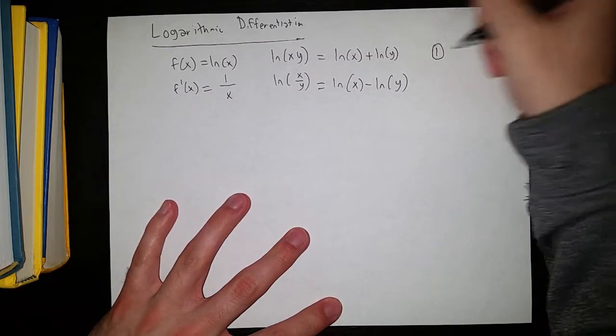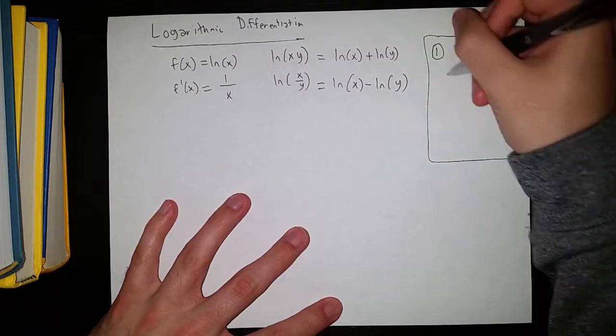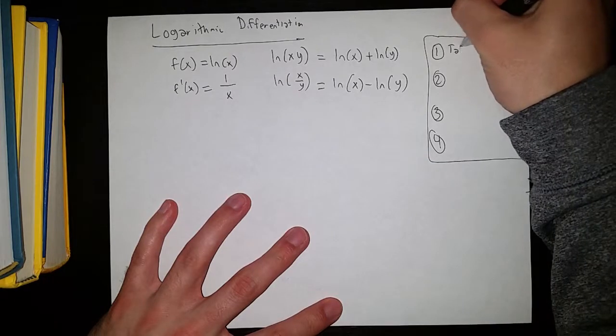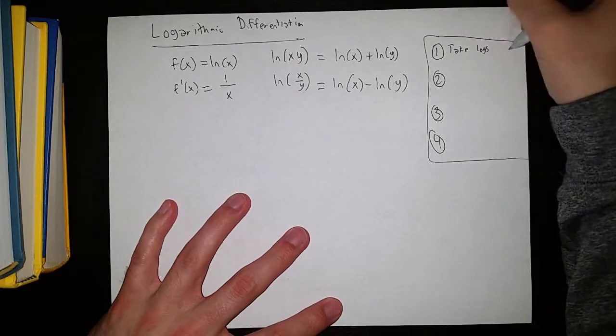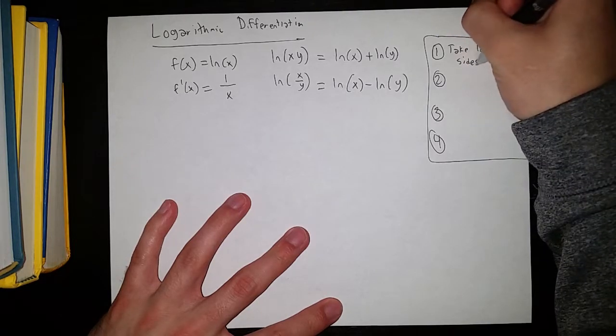Alright, so now that we have our properties, what are the steps of doing this? Okay, so step number 1, and we'll come back to this. There are 4 steps. We're going to take logs of both sides of our equation.